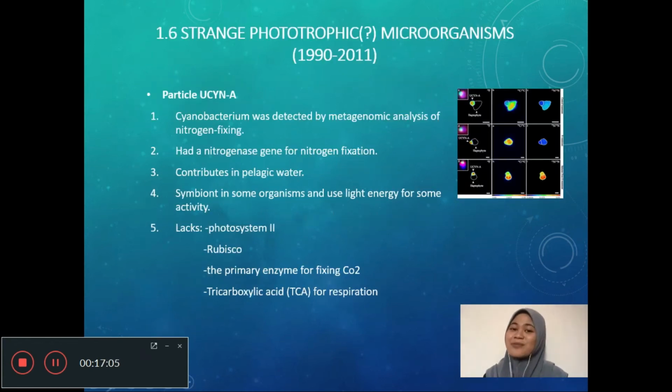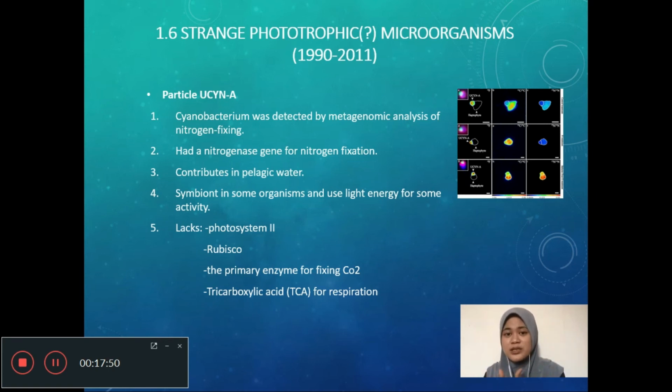Now, we move to the sixth subtopic, which is strange phototrophic microorganisms. This subtopic emphasizes unique microorganisms such as the particle UCYN-A. The cyanobacterium-like particle UCYN-A was detected by metagenomic analysis of nitrogen-fixing bacteria in marine waters. It was first detected as a cyanobacterium that has the nifH gene for nitrogen fixation in pelagic waters. This particle also contributes to the nitrogen cycle in pelagic waters.